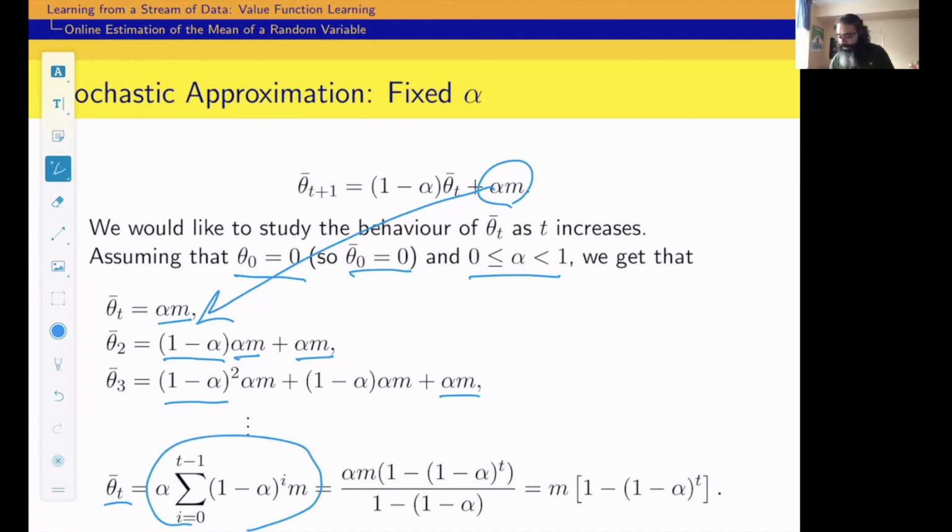If we simplify it, we get m times (1 minus (1 minus alpha) to the power of t). So what is the behavior of it? If 1 minus alpha is between 0 and 1, when we raise it to the power of t, it becomes smaller. So we have 1 minus something that goes to 0. So we can conclude that as t goes to infinity, this converges to m.